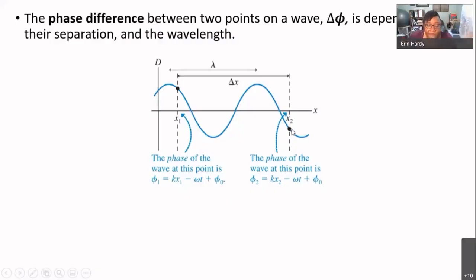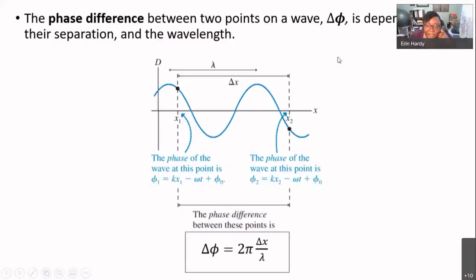We'll do exactly the same thing for x2. And since we're looking at just one wave that's propagating in one direction, I'm going to have minus signs in both of these expressions. So if my goal is to calculate the phase difference, delta phi, I can just take these two expressions and subtract one from the other. And what we end up with after we do some algebra is 2 pi delta x over lambda.